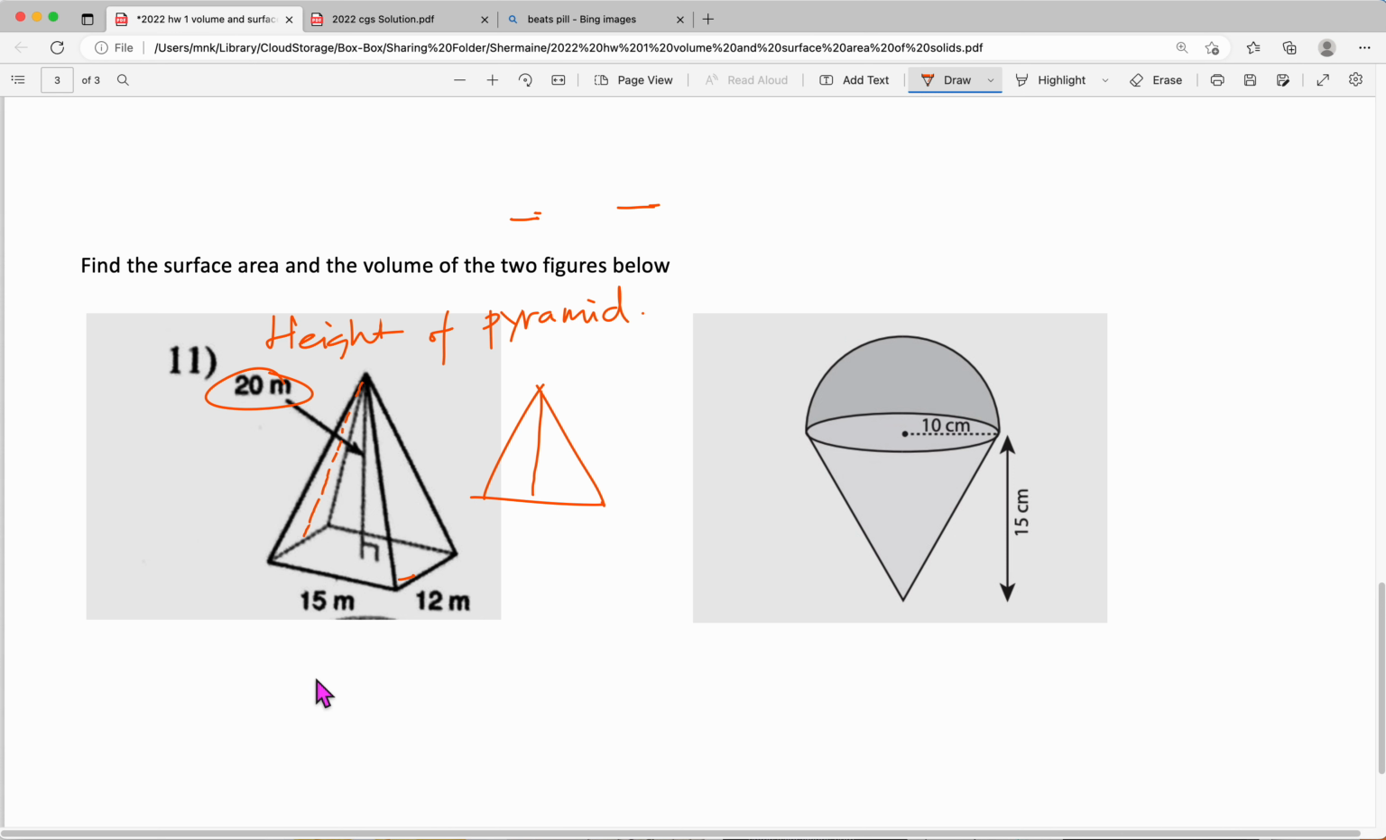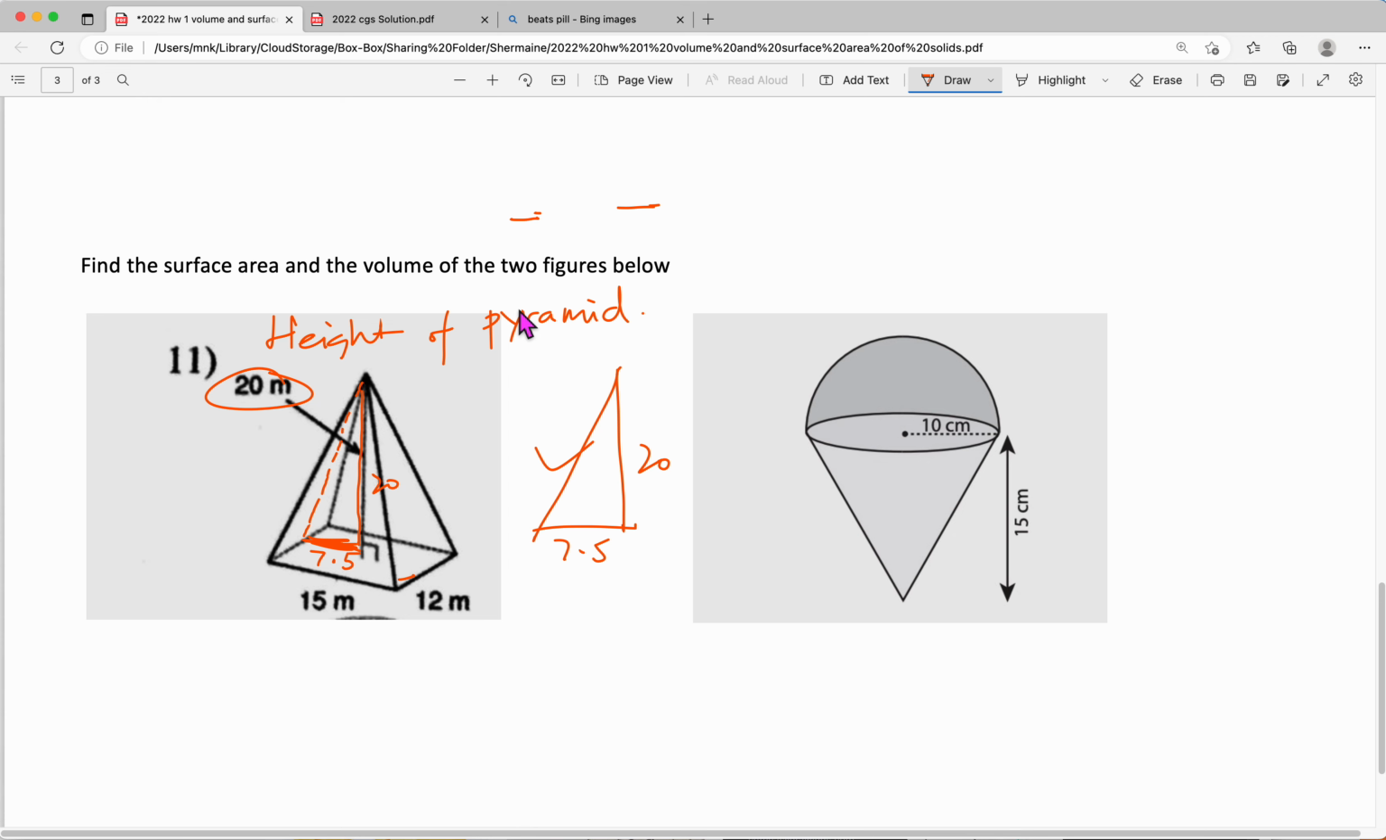For the triangle, how do you find the height of the triangle? You need to use Pythagoras theorem. What's this? Half of 15 is 7.5. This is 20, right? So you just take it out. 20, 7.5. That's how you get the height of the left. Left and right is the same.